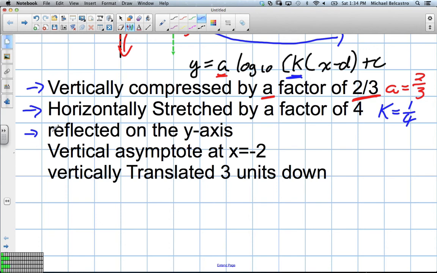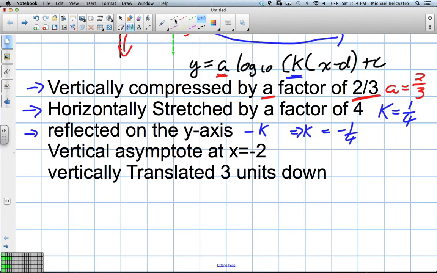K flips it from left to right. So because it flips it from left to right, that means our K value is going to be negative. So in other words, we're actually going to have K, well, let's put an arrow, K is equal to -1/4. Okay, that's going to be important in this part.